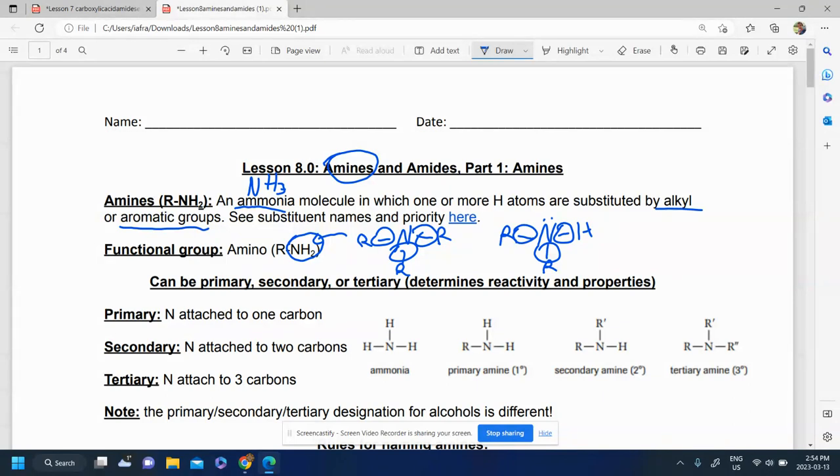So amines can be of three varieties. They can be primary, secondary, or tertiary amines. The primary amines are amines where the nitrogen is only attached to one carbon chain, and then the rest is just hydrogen. So hydrogen there, hydrogen there. Secondary amine is where the nitrogen is attached to two carbon chains, so here and here, and then one hydrogen. And then tertiary amines is one where all the hydrogens from the ammonia have been replaced by carbon chains. So in other words, there are three carbon chains for tertiary amines.